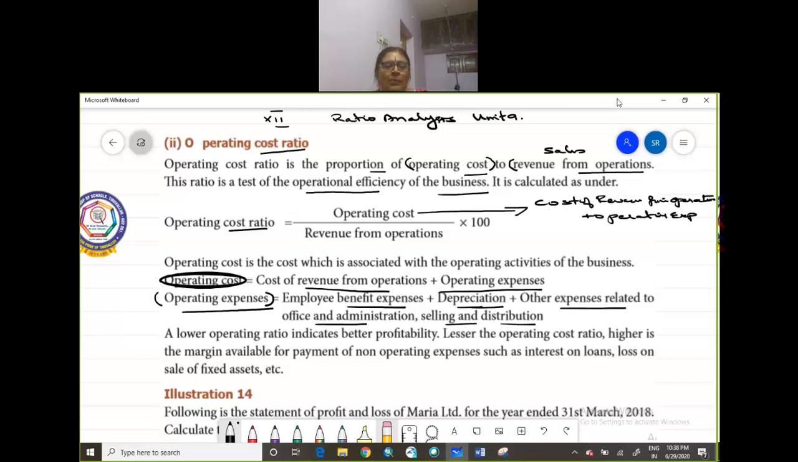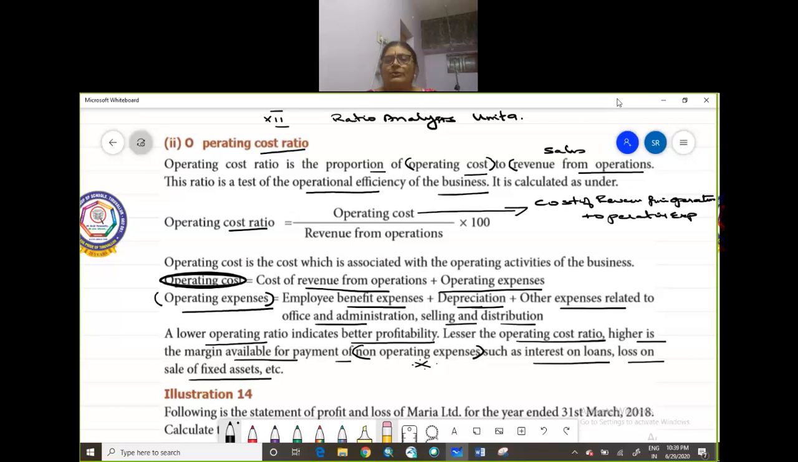So lower the operating ratio indicates better profitability. So lesser the operating cost ratio, higher is the margin available for payment for non-operating expenses. So this will be one of the choose the correct answers, a very important question. So non-operating expenses such as interest on loan, loss on sale of fixed assets, etc. Okay. So interest on loan is a non-operating expense. Loss on sale of fixed asset also is a non-operating expense.